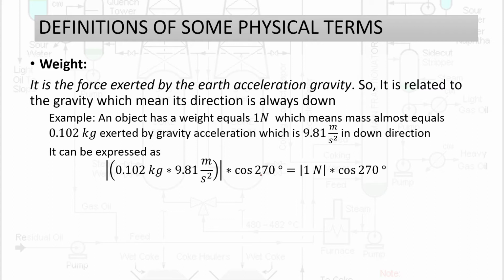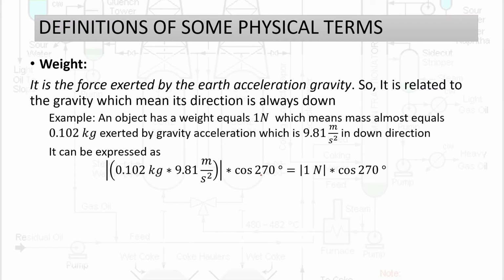Now let's go to the weight. It is a special case of the force, which is the force exerted by the earth's gravitational acceleration. So it is related to the gravity of the earth, which means the direction is always downward. If an object has a weight equal to 1 Newton, weight, I didn't mention it as a force, I mentioned it as weight, that means immediately the acceleration is the gravity, which is 9.81 meter per second square. That means almost equal 0.102 kilogram, multiplied by these values, it gives me 1 Newton.